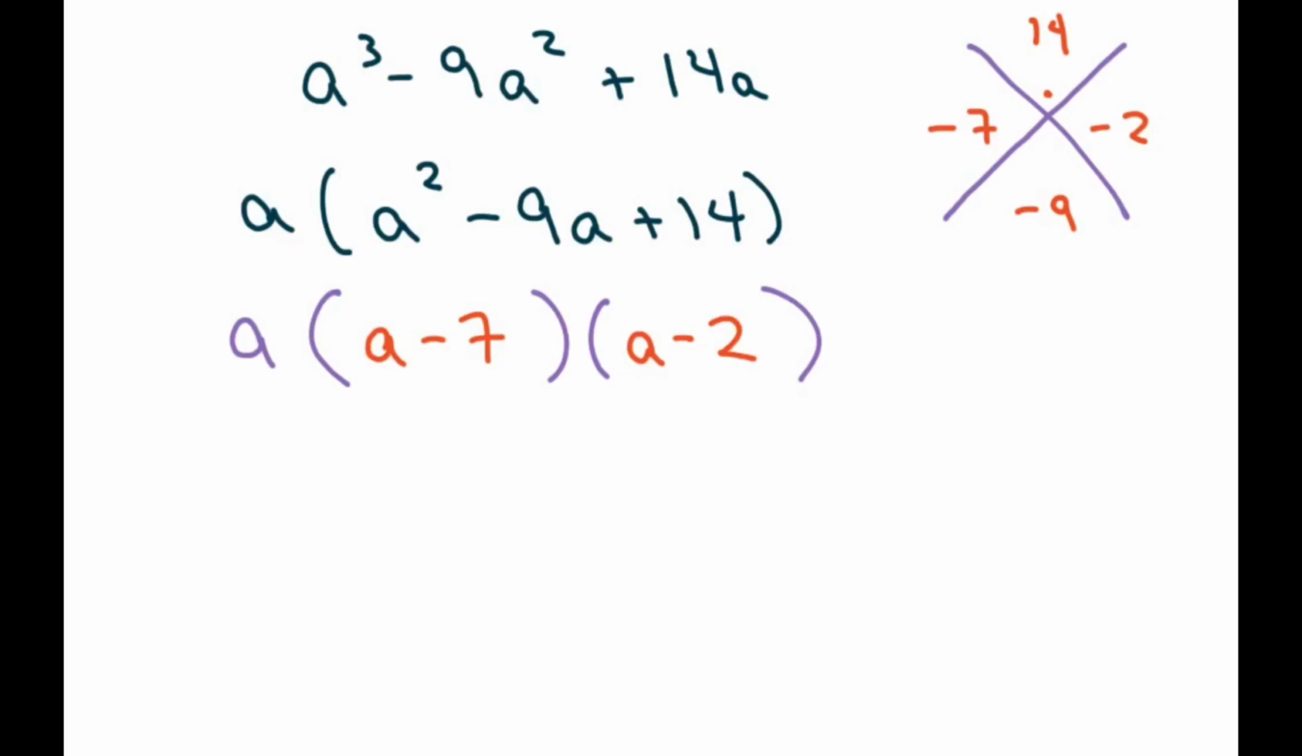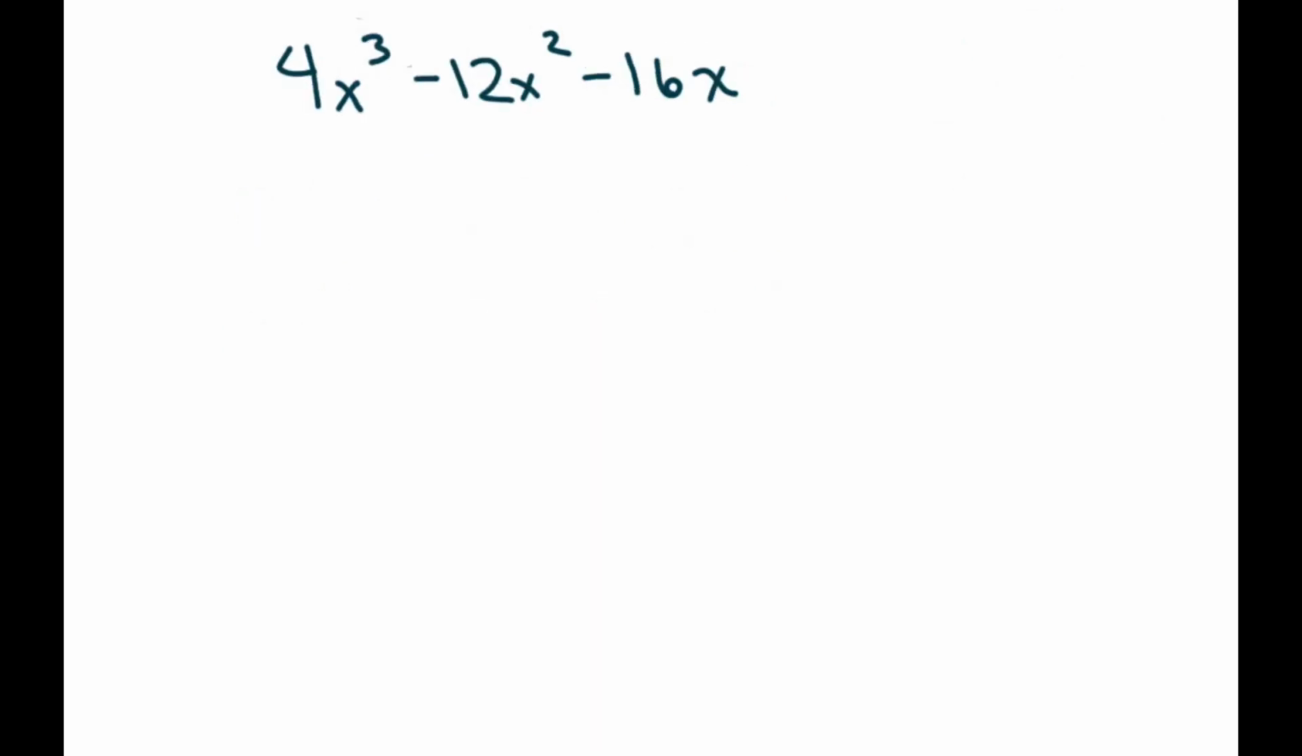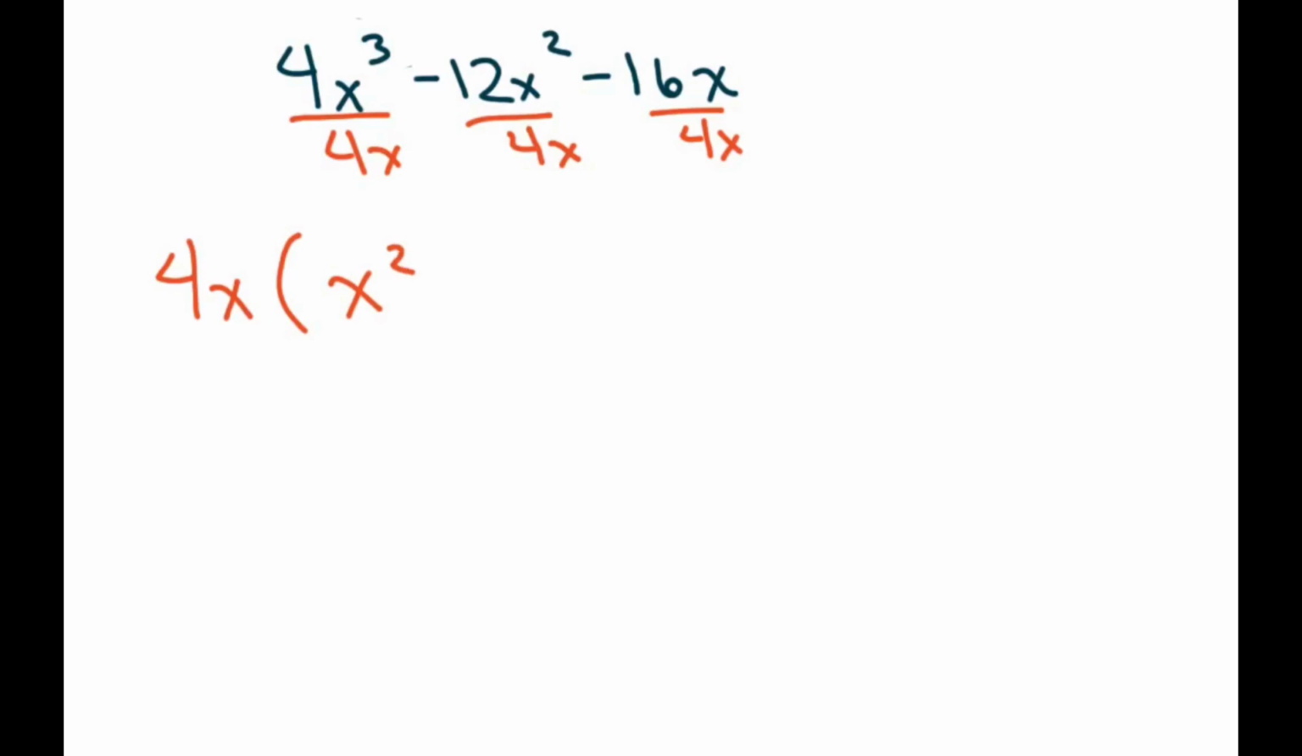And the final one is here. And again, it's the same principle. In this case, I can divide everything by 4x. I'm not going to divide, I'm going to just pull out the divisor. You don't want to lose your divisor. So when you're factoring, you get x squared minus 3x minus 4.